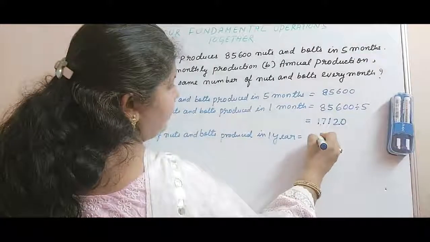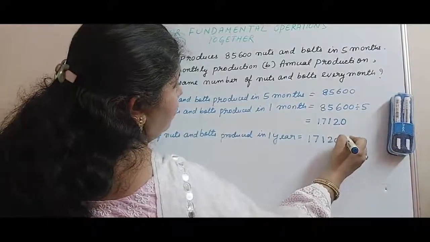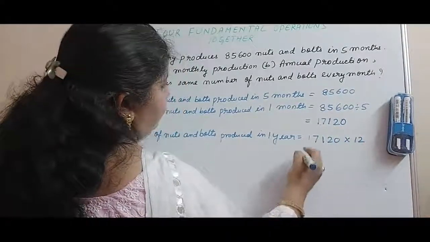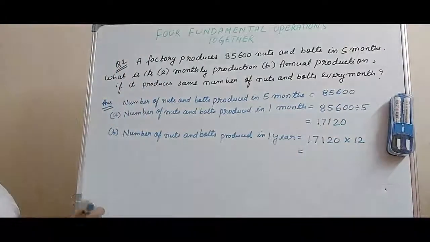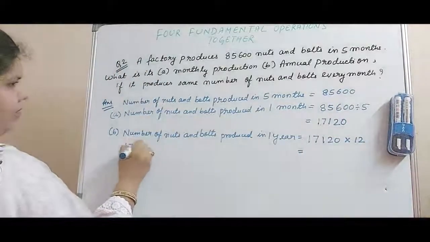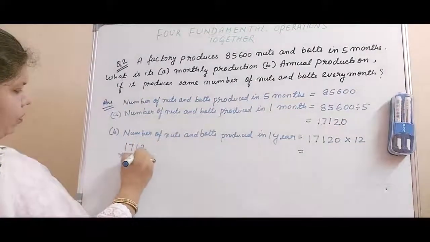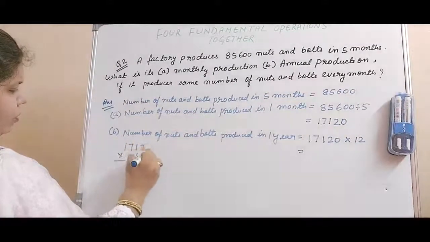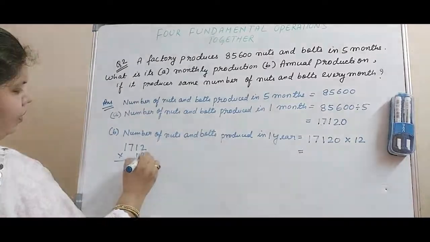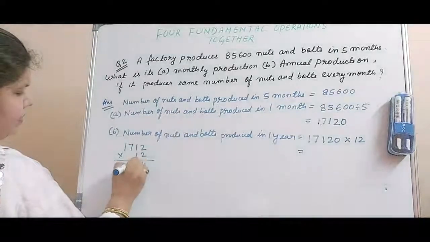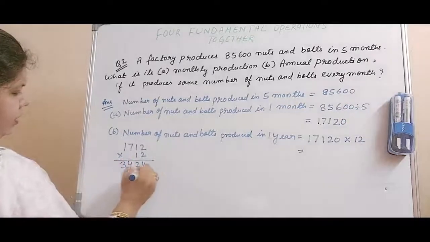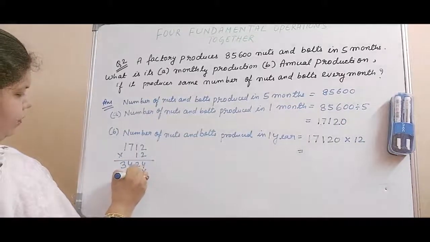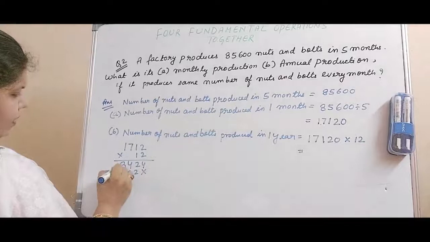So 17120 into 12. So let us multiply and find out the answer. So we will do 1712 into 12. So 2 2s are 4, 2 1s are 2, 2 7s are 14, carry 1, 2 ones are 2 plus 1, 3. Put a cross here. 1 2s are 2, 1 1s are 1, 1 7s are 7, 1 1s are 1.